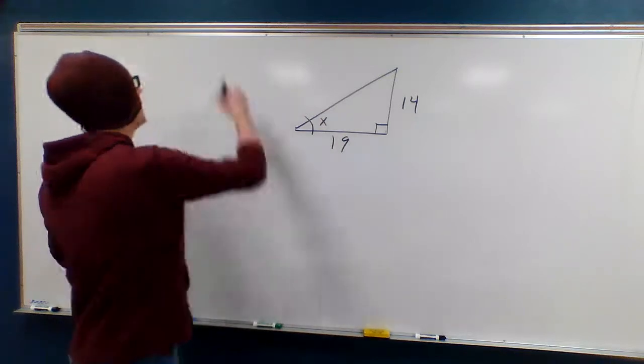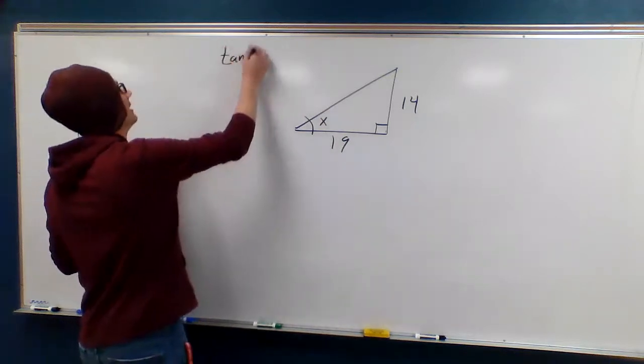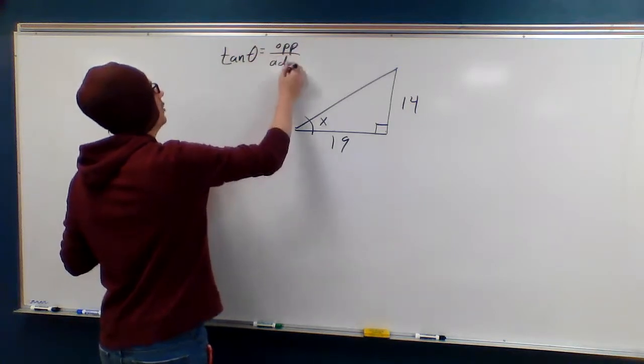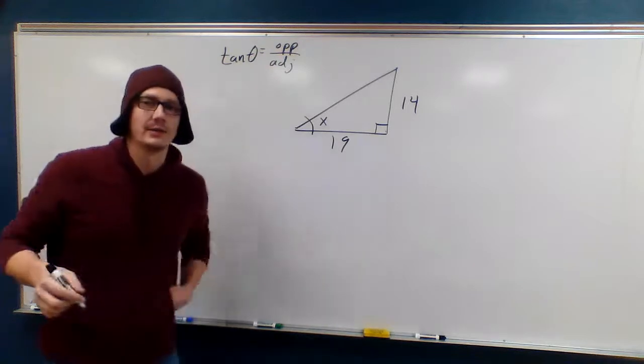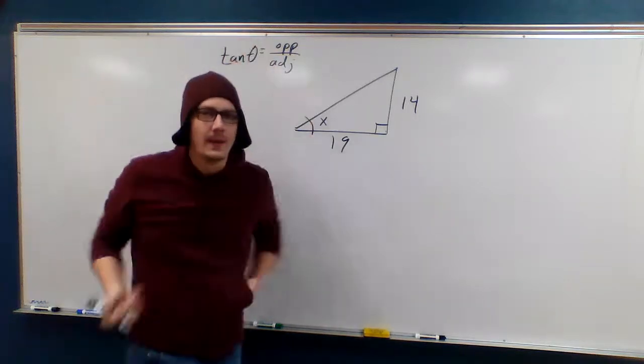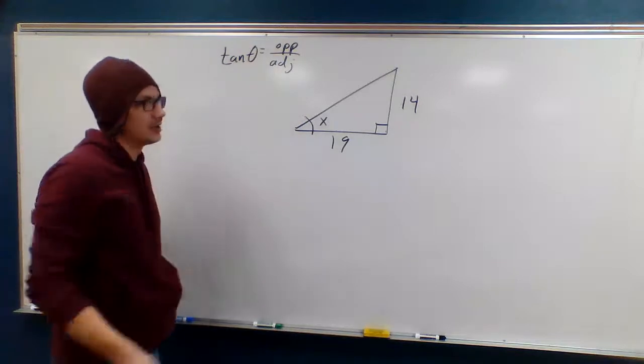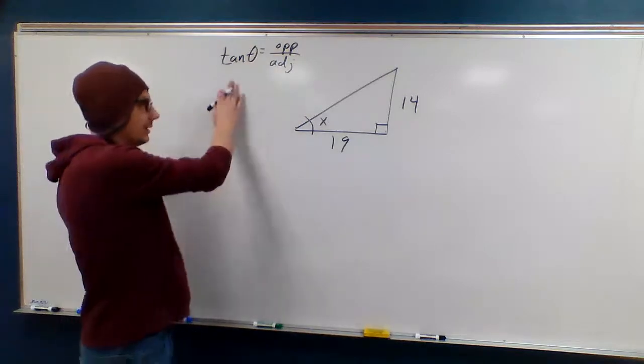Which, again, is why that equation is so important. The tangent of theta equals opposite over adjacent. I actually wrote the equation correctly this time. Okay, so we've got that. This is going to be our equation. It's what we'll be using this whole time, this ratio here.